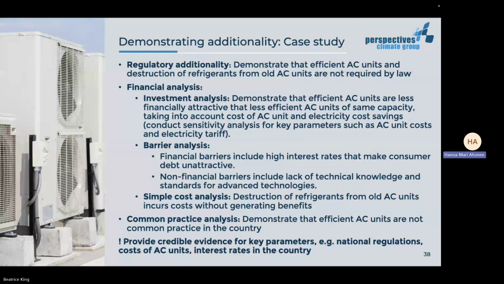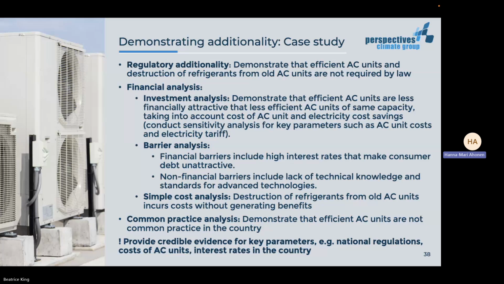So remember these energy efficient air conditioning units. In that case, to actually demonstrate additionality for these more efficient AC units, you would have to show that these efficient units are not required by law. And also, if you want to count destruction from the old units as emission reductions under this project, you would have to show that you're not required to do that by law. So that's how you do regulatory analysis.